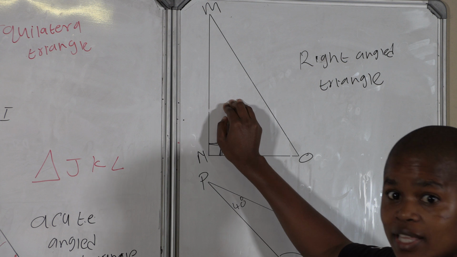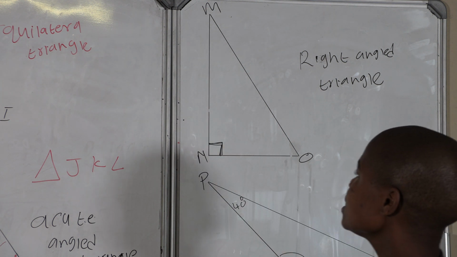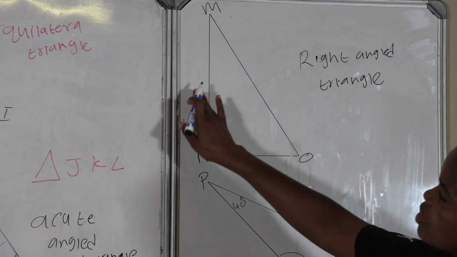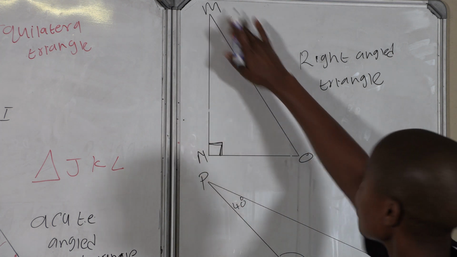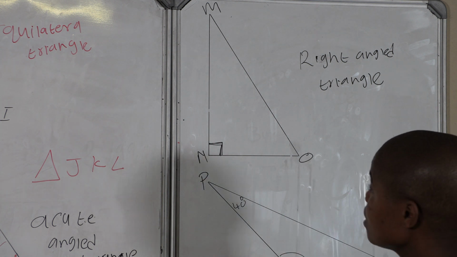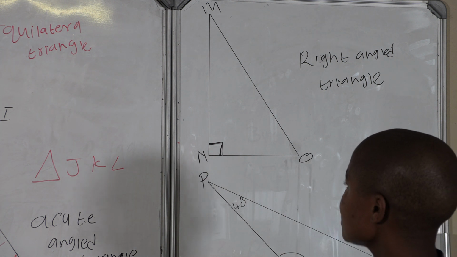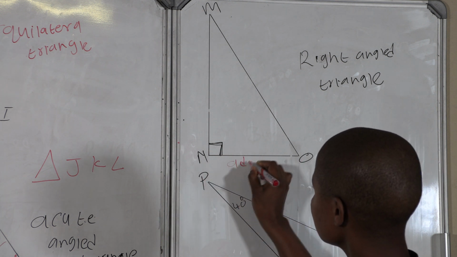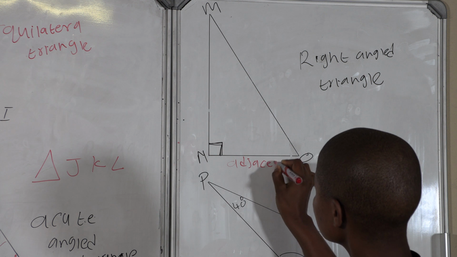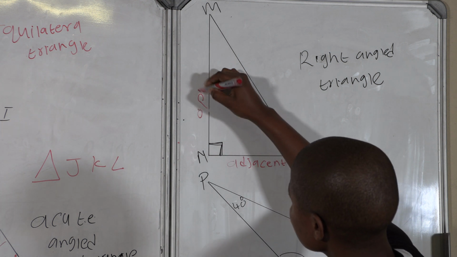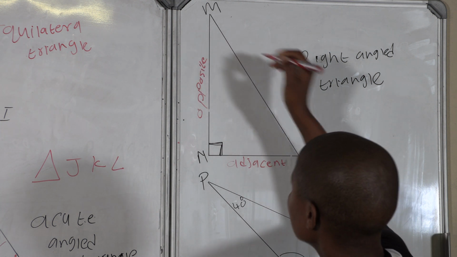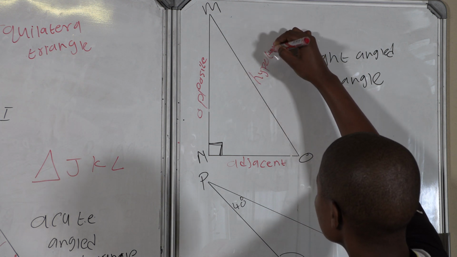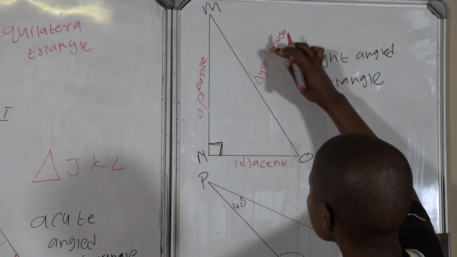prove the theorem of Pythagoras. The theorem of Pythagoras basically proves that adjacent squared added to opposite squared gives us hypotenuse squared. So let me just say that again. This is adjacent. This is adjacent side. And this is an opposite side. And this is hypotenuse.